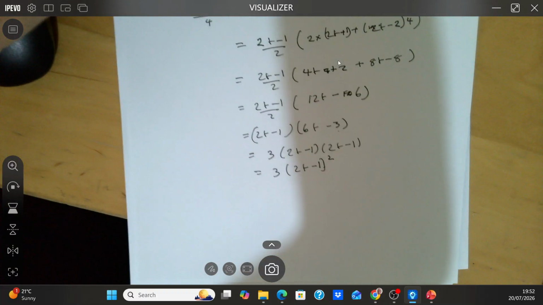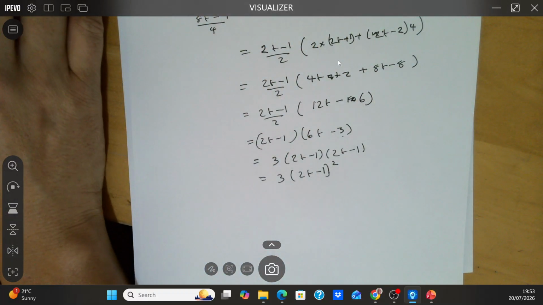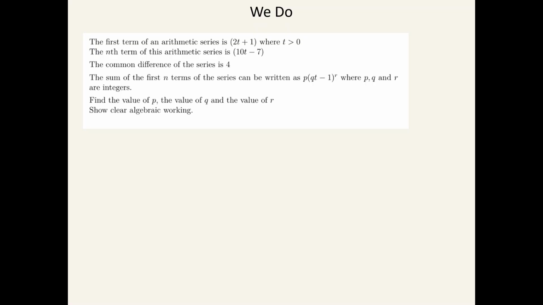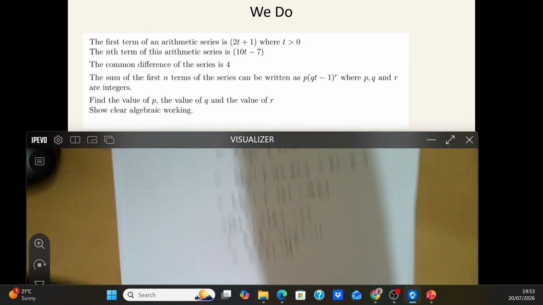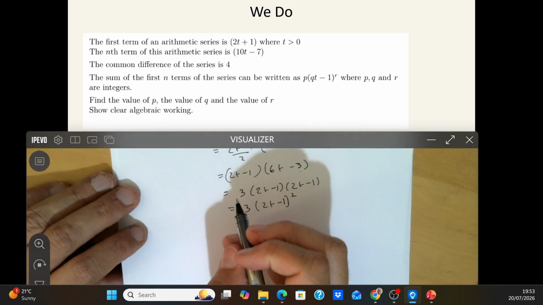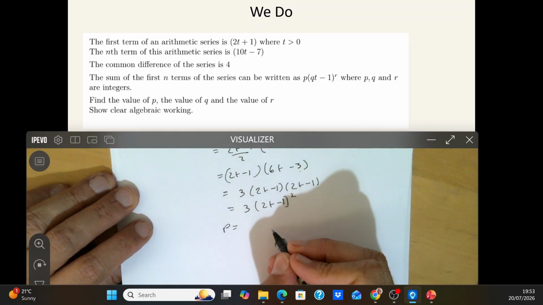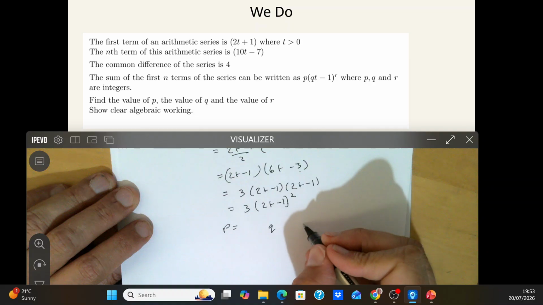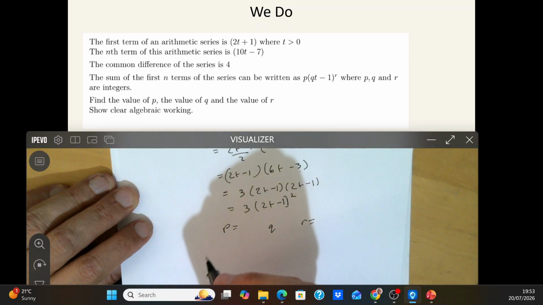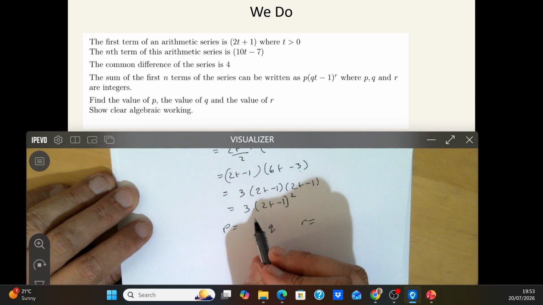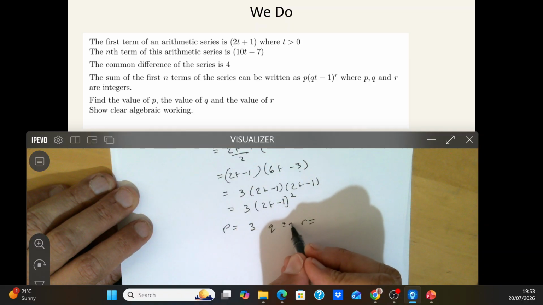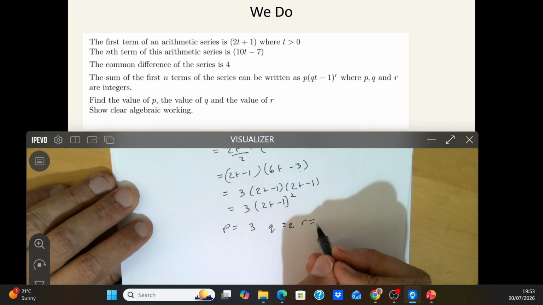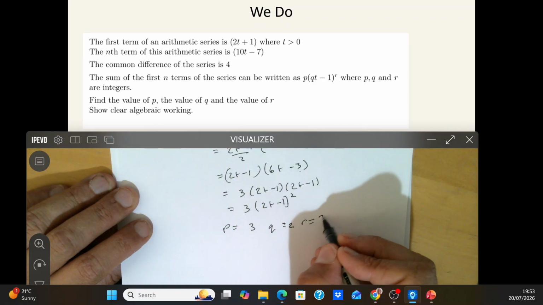We've tidied that up. Now go back to the question. What does the question ask for us to do? The question asks us to state what P is, what Q is, and what R is. So you should have P equals 3, Q equals 2, R equals 2 as well.